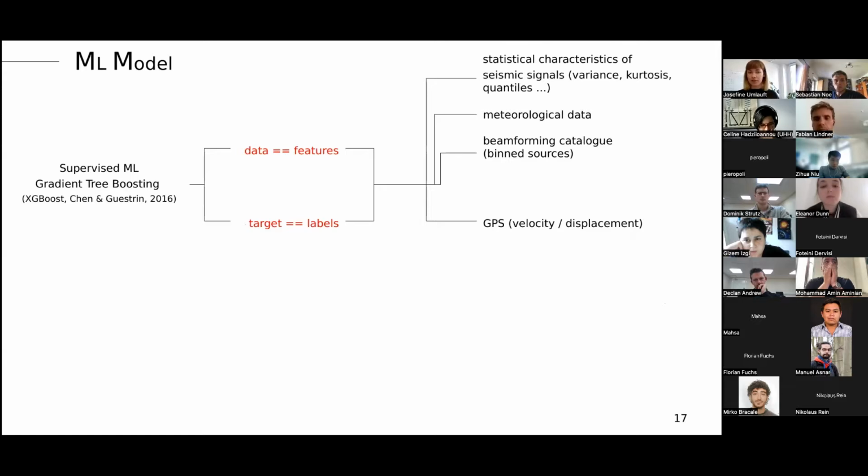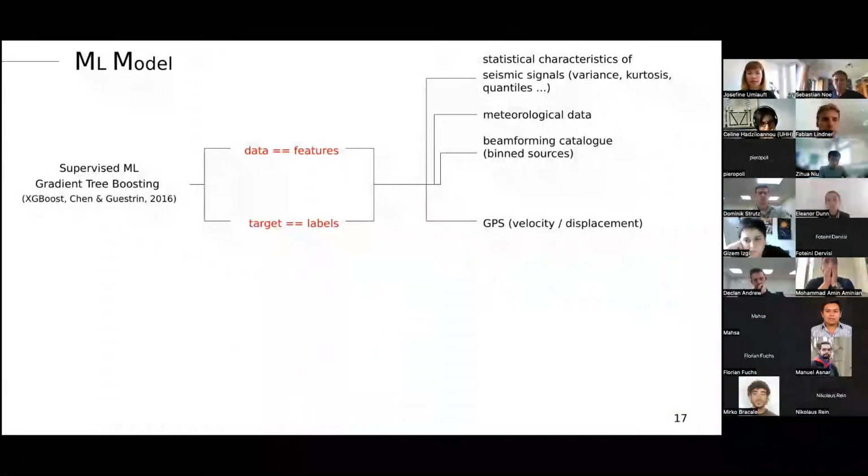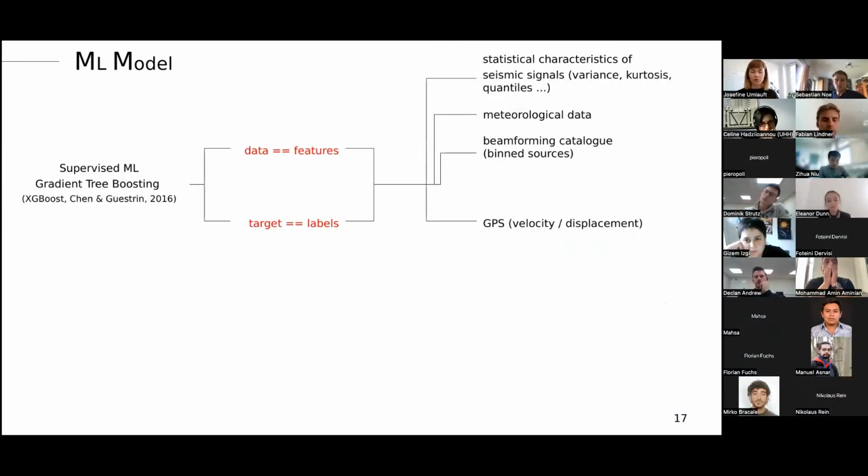So what do we actually use as features and labels here? For those of you who are not familiar with machine learning yet, in supervised machine learning, you usually have features and labels. Labels would be the parameter that you're actually trying to predict. And the features can be anything that you think could relate to those labels and could help you predict this label in a way.